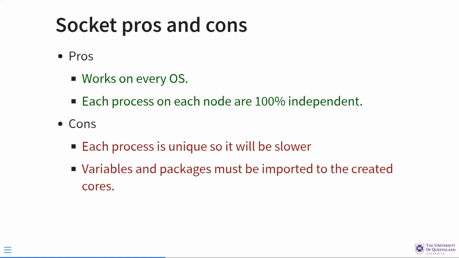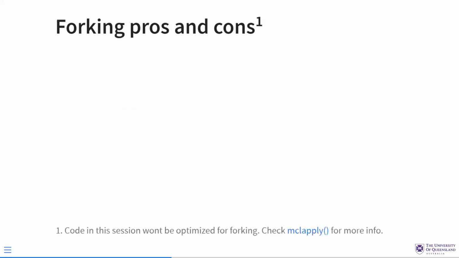The cons are that each process, because of how the cluster is made, is unique and it will be slightly slower than the forking process. And the variables and packets, as I have said before, must be imported to the created cores. So that's inconvenient and makes it also very complicated to implement. But also I have to say, if you have to work in Windows, this is the only way to do it. So you have to do sockets.